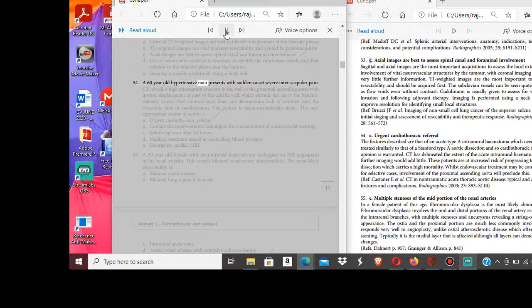54. A 60-year-old hypertensive man presents with sudden onset severe interscapular pain. CT reveals a high attenuation crescent in the wall of the proximal ascending aorta with inward displacement of part of the calcific wall, which extends just up to the brachiocephalic artery. Post-contrast scan does not demonstrate leak of contrast into the crescentic area or mediastinum. The patient is hemodynamically stable.